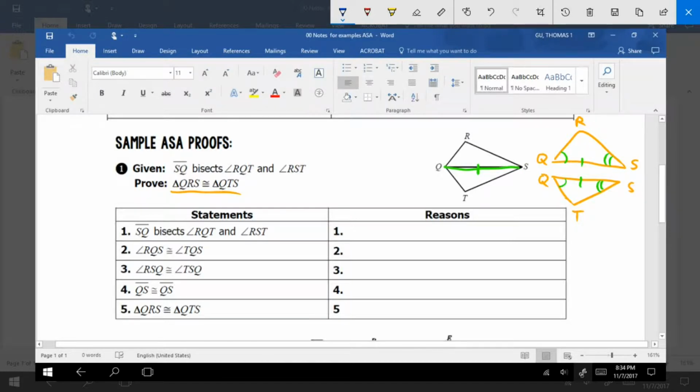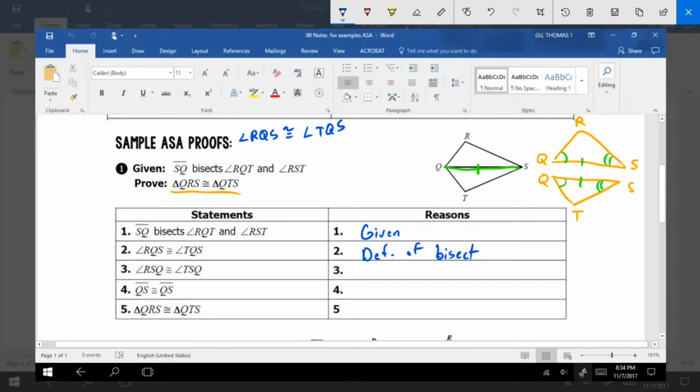How do we know that? It's in the given. Number 2, angle RQS is congruent to angle TQS. Take a look at that. Angle RQS is congruent to angle TQS. How do we know that? How do we know these angles? Look, we drew it on our diagram, and that's because it is the definition of bisect. That's why they told us that SQ bisects RQT.